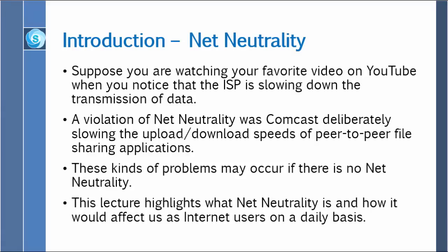Suppose you're watching your favorite video on YouTube, when you suddenly notice that the ISP is slowing down the transmission of data. As an example, a violation of net neutrality was Comcast deliberately slowing the upload or download speeds of peer-to-peer file sharing applications. These kinds of problems may occur if there is no net neutrality. This lecture highlights what net neutrality is and how it would affect us as internet users on a daily basis.